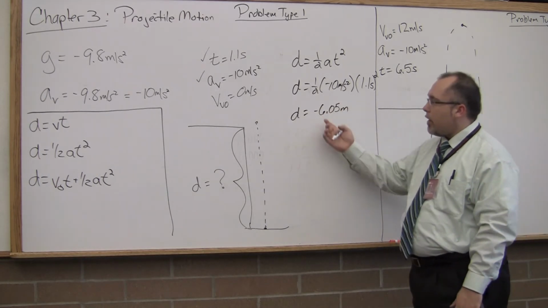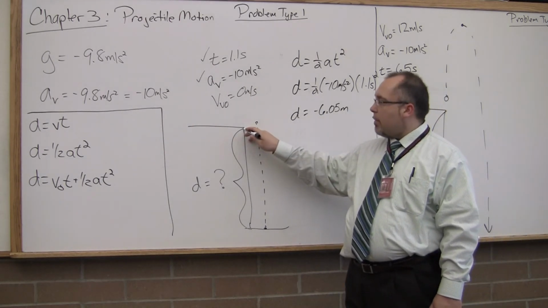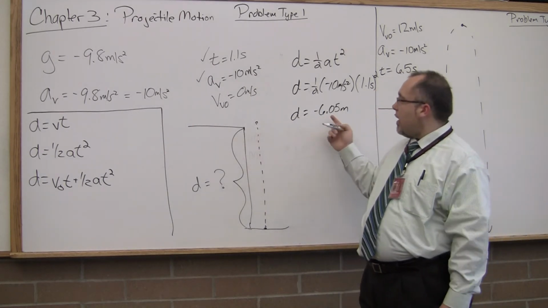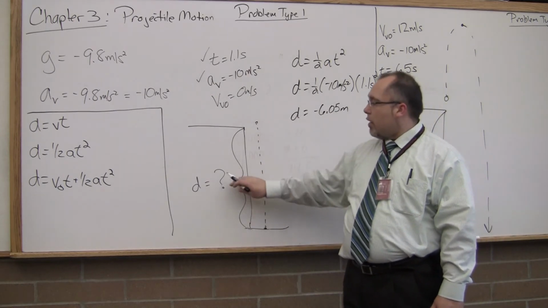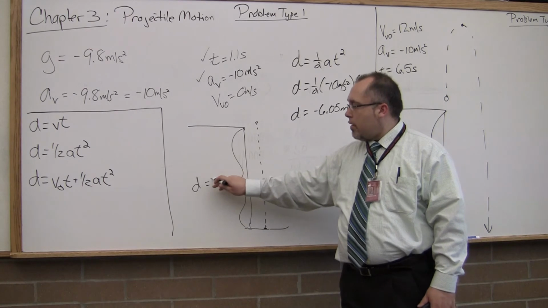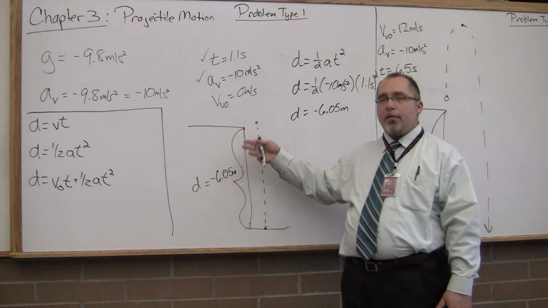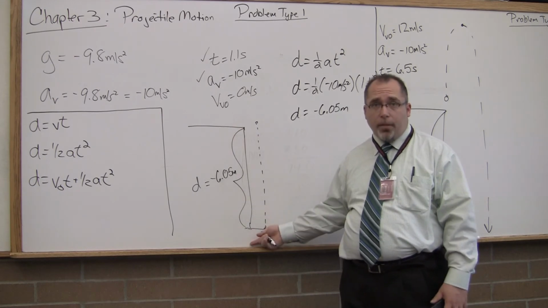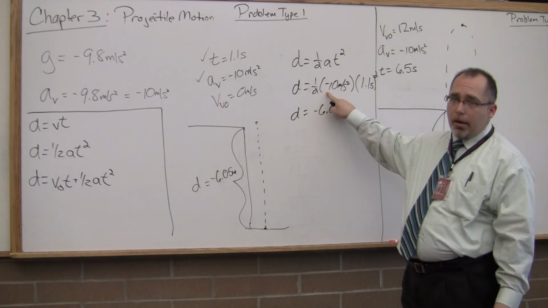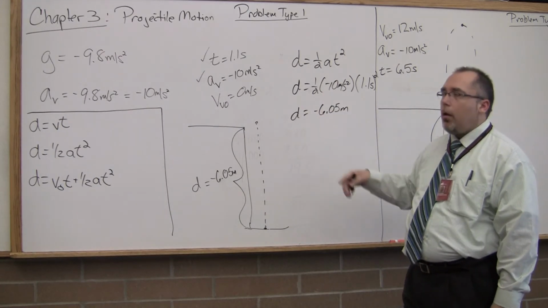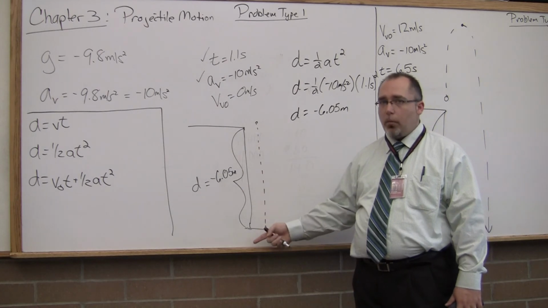And you may be thinking, how can you have a negative distance? Well, it's more of a displacement in the sense that the object landed 6.05 meters below from where it started. So in essence, that negative 6.05 meters is showing 6.05 meters, again, below where it started. That's why it's negative. Mathematically it's negative because gravity is negative, and that's what caused that number to be negative. But in the application, it's keeping in mind that it's 6.05 meters below where we started.